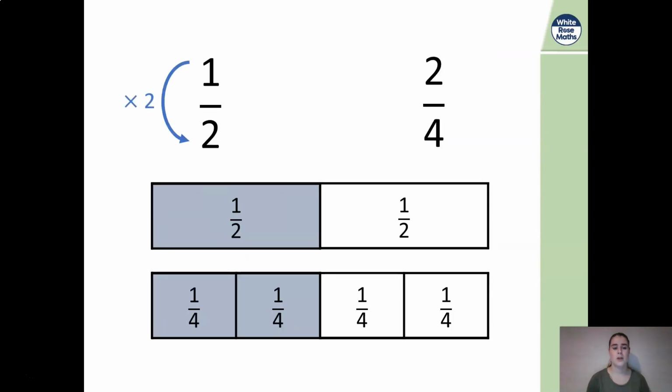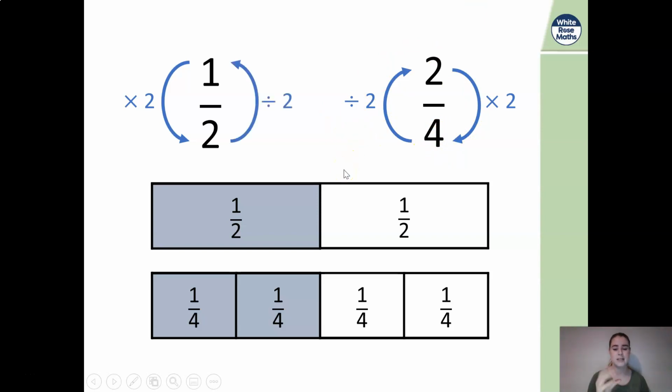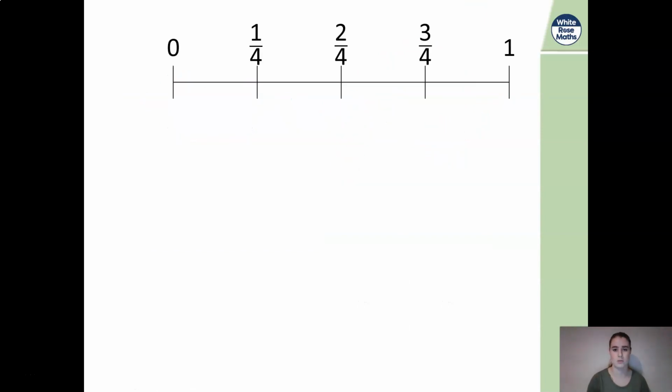Okay? So I need to think, well, how do I get from the numerator to the denominator? So here, 1 to 2, I times it by 2. 1 times 2 is 2. Here I think, well, how do I get from 2 to 4? Well, again, I must multiply that by 2. Now, if I'm going to do it the opposite way, how do I get from 4 to 2? I've got to divide because the number's getting smaller. Same for this side. I'm going to divide that by 2 as well.